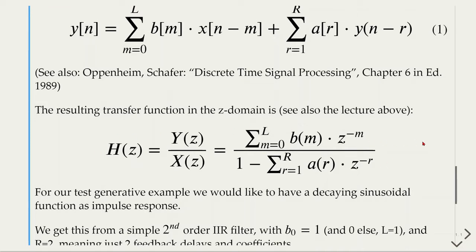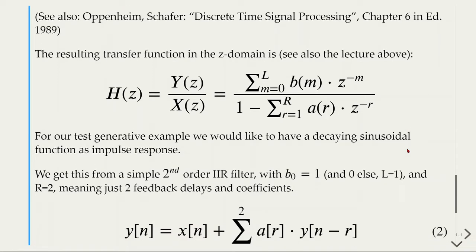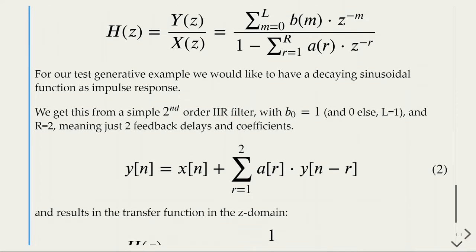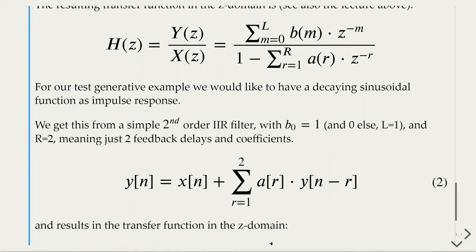For our test generative example, we would like to have a decaying sinusoidal function as an impulse response. And we obtain this from a simple second order IIR filter with B0 equals 1 and 0 elsewhere, for L equals 1 and R equals 2, meaning just two feedback delays and coefficients. Then we have this equation number 2 here. So we are setting B0 equals 1, 0 elsewhere, L equals 1, and R equals 2.